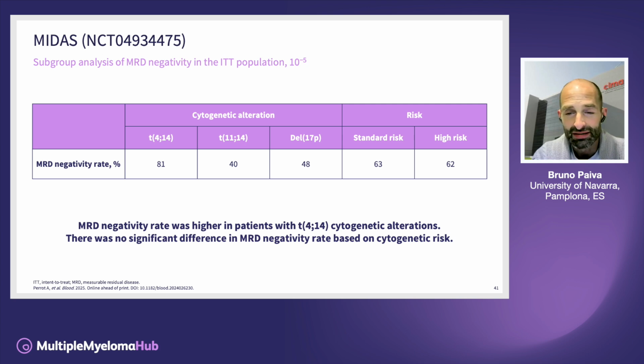And apparently, the MRD negative rates are quite high and equally high for patients with standard and high-risk disease, but when dissecting according to specific cytogenetic alterations, you can see that there is a drop in those patients with 11-14 translocation, as well as those with a 17p deletion.